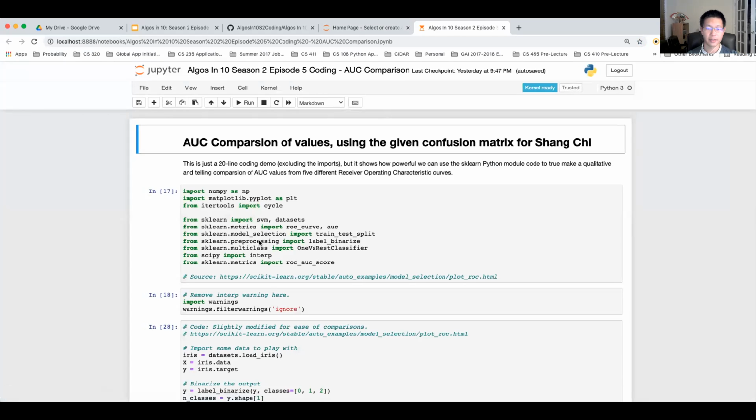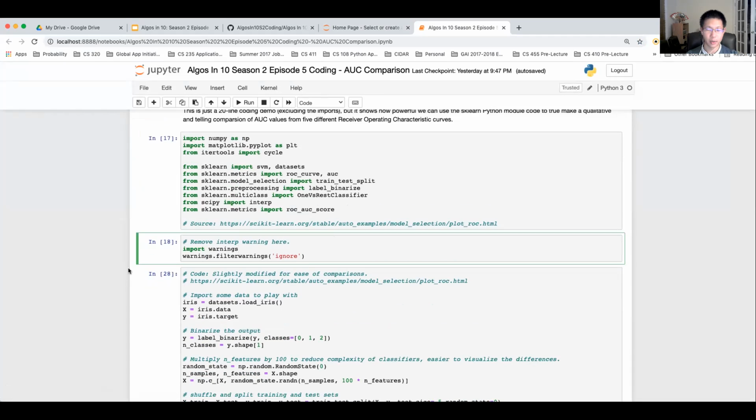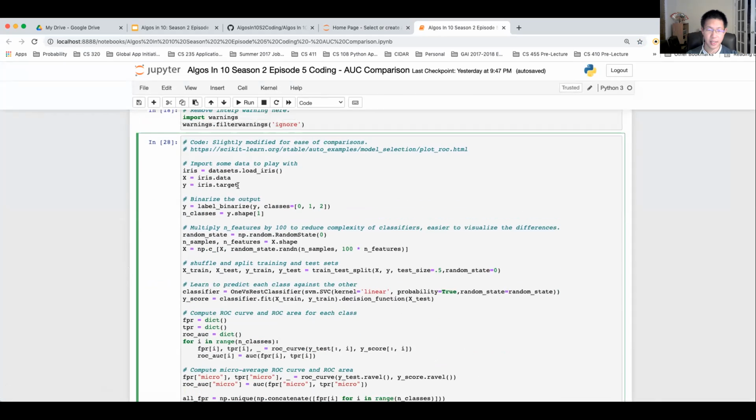So if you see here, you have AOC comparison values given confusion matrix to Shang-Chi. All the imports are up here, and I add my sources, I don't copy and plagiarize stuff. You want to remove the warning, otherwise you have no idea what you're doing with the curve. And then we import the iris data, and we binarize the output, which means turning the output from multiple classes to just 2 classes, yes and no. Then we multiply n features by 100 to reduce complexity of classifiers. It's easier to visualize the differences, because the original code has 200, that's too complicated.